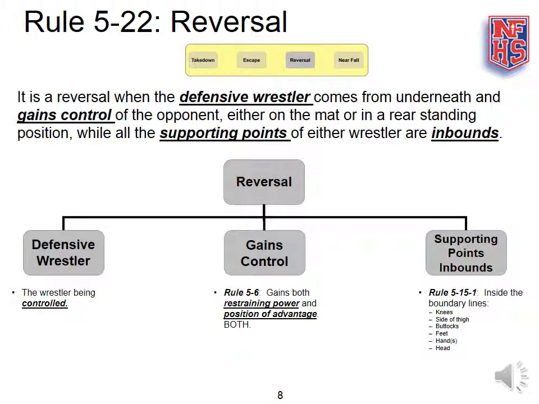So again, defensive wrestler, the one being controlled. Gains control, same as before. Rule 5-6. As long as the wrestler gains both the restraining power and the position of advantage, they gain control. They have to have both. And lastly, supporting points in bounds. Again, Rule 5-15-1 guides us there.